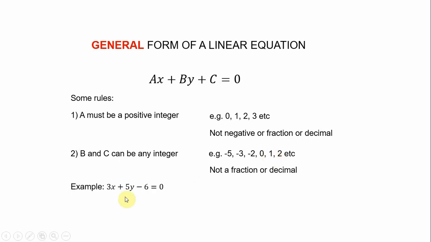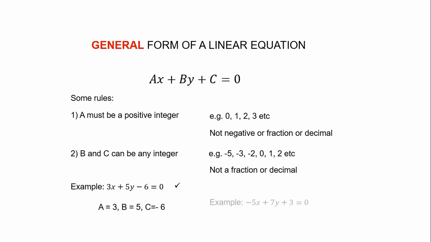Here's our example: 3x plus 5y minus 6 equals 0. That is a tick because A is 3, so that's positive, so that's good. B is plus 5, a whole number, good. C is -6, also good, because C can be an integer. So A is 3, B is 5, C is -6, all good. So that is a correct general equation.